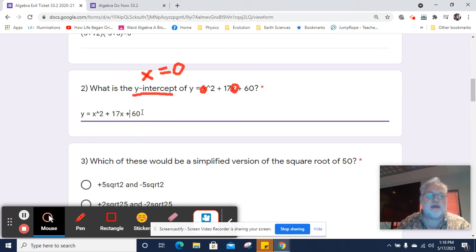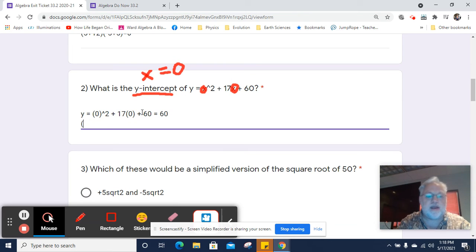So we're going to say x is 0 and x is 0. And so the whole thing is just going to be 60. So my y-intercept is 0, because x is 0, comma 60.